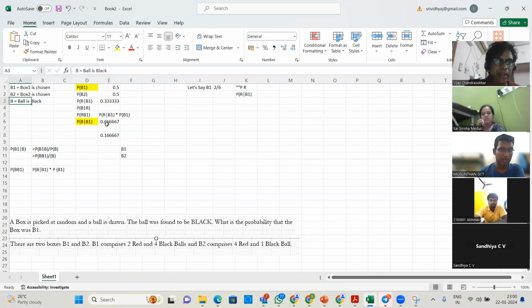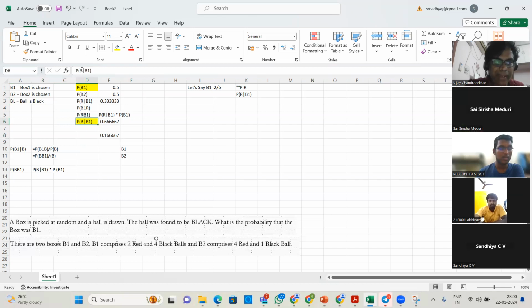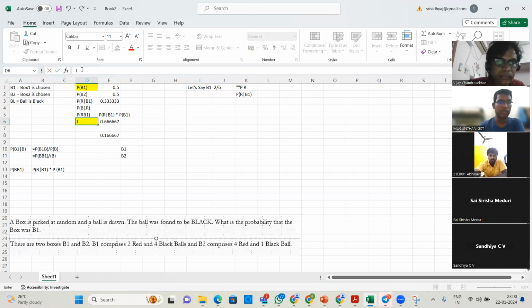Let's do one thing. Instead of B, I'm going to call this BL so that there's little scope for confusion. I'm calling it black, so BL. B1 given black, because sometimes black.